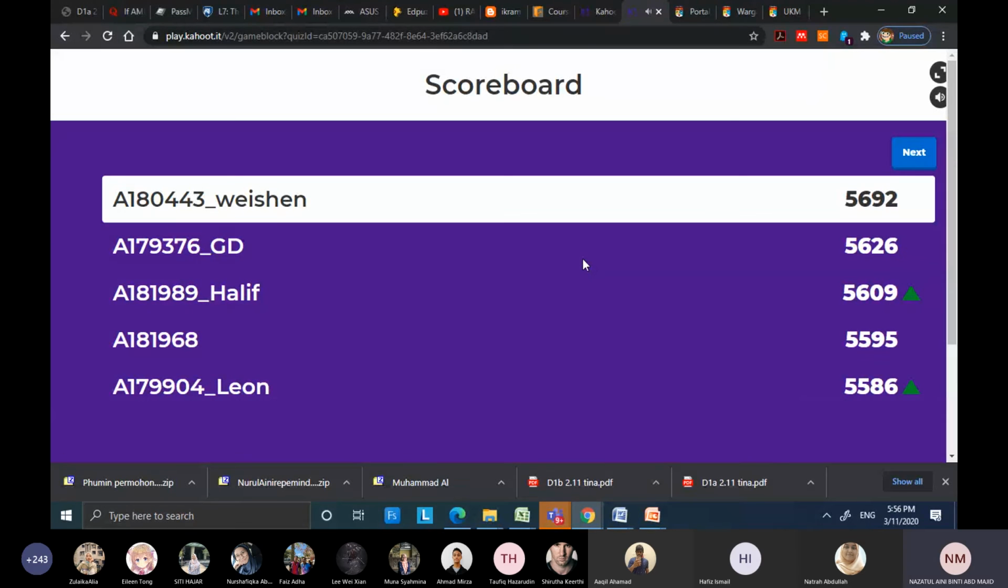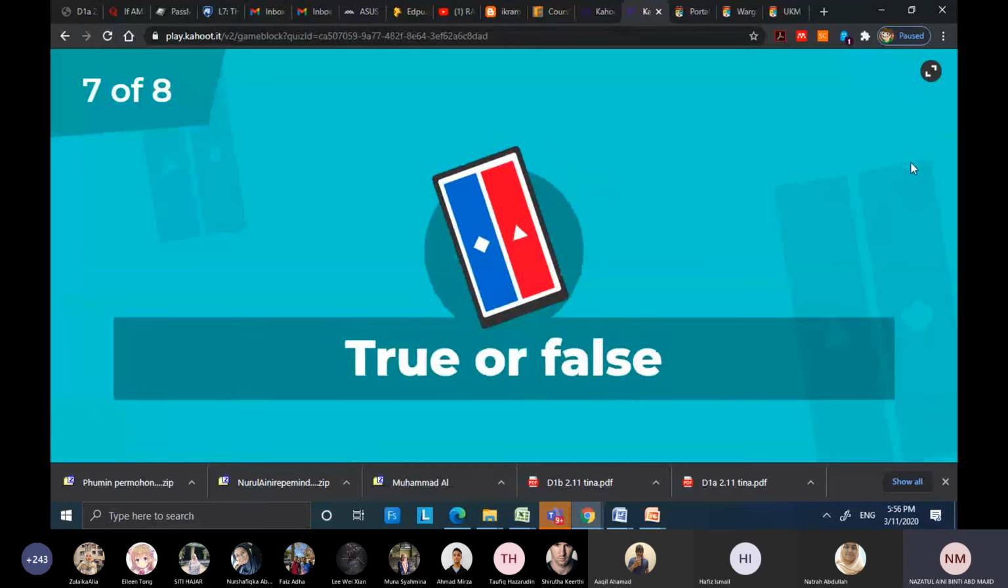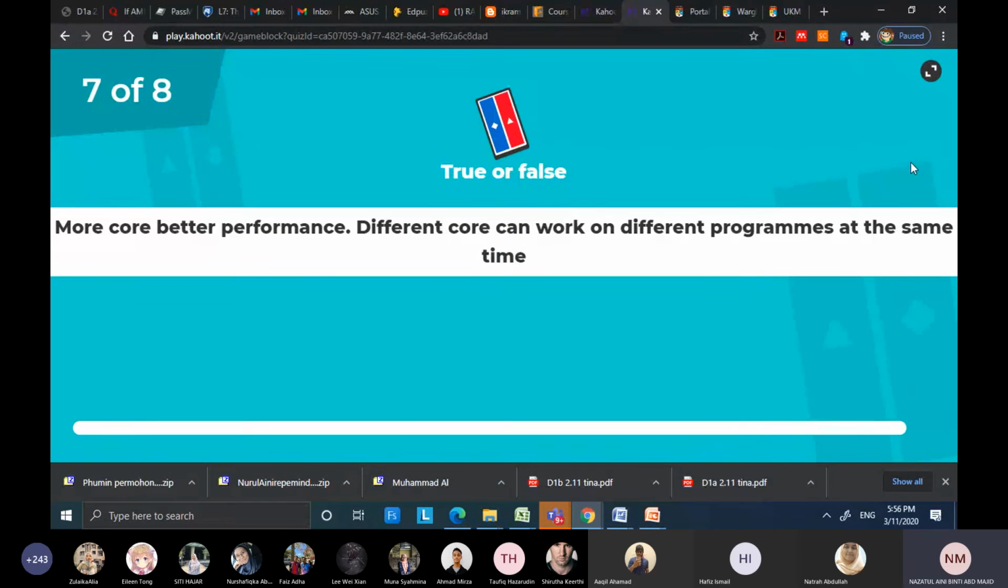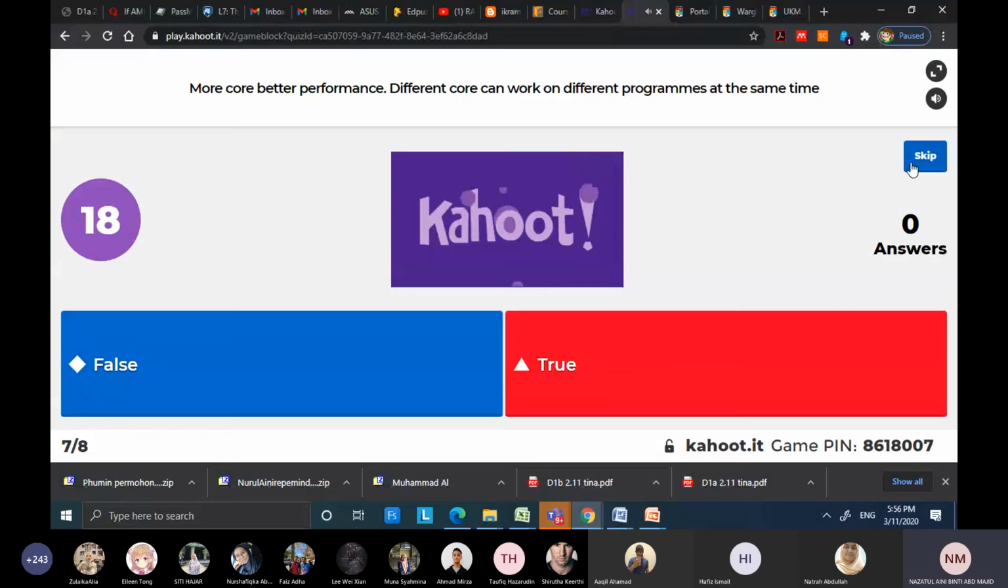Vision again, GD, Halif, and Leon. Okay, good. Next. Two more questions. More cores, better performance. Different cores can work on different programs. Grade 1 is false.